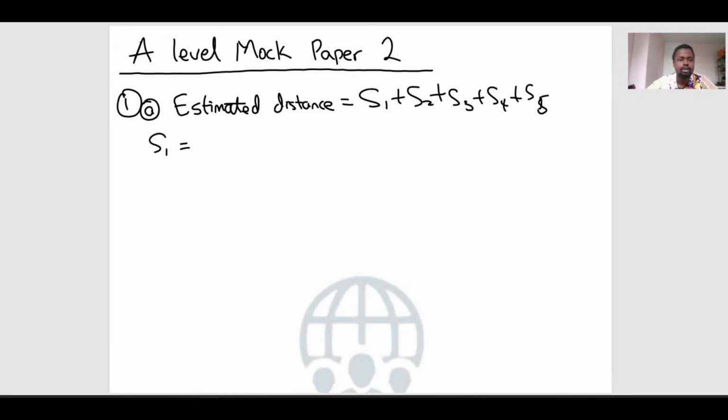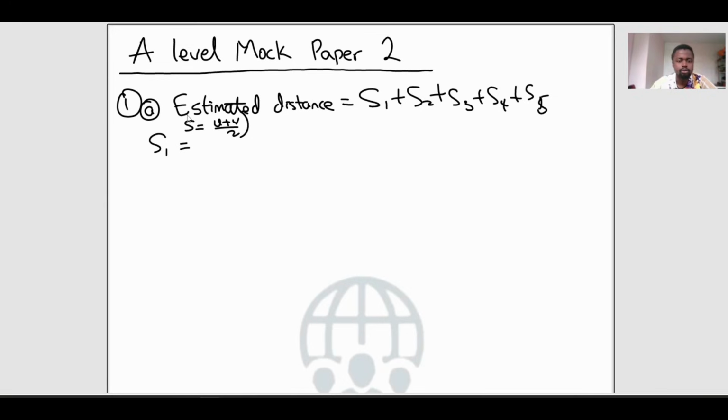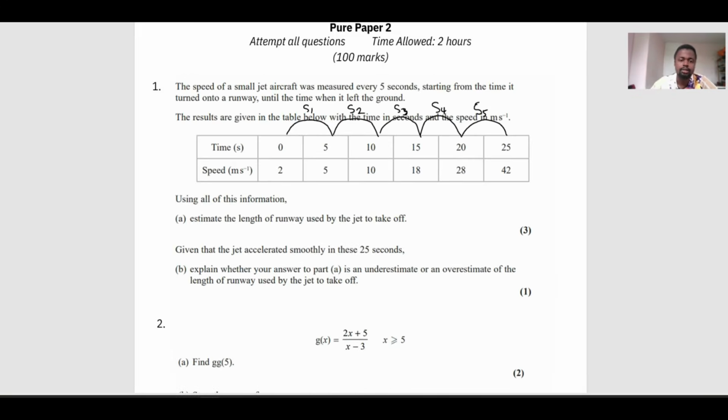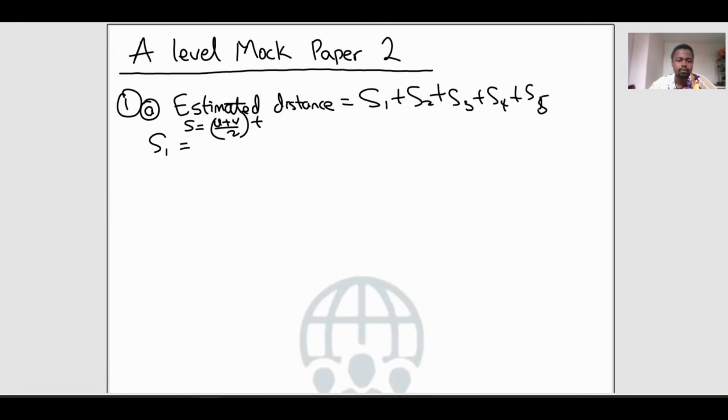So if we use S equals (u plus v) over 2 times t, in this case we know that our initial velocity is 2, our final velocity is 5, and the time taken is 5. So we have s equals (2 plus 5) over 2 times 5. If we do this, this should give us 7 over 2, that's 35 over 2, which should be 17.5.